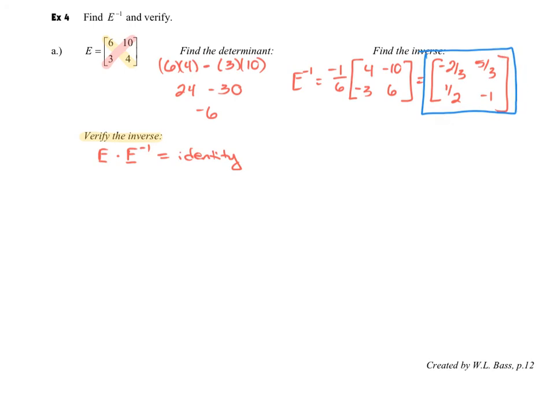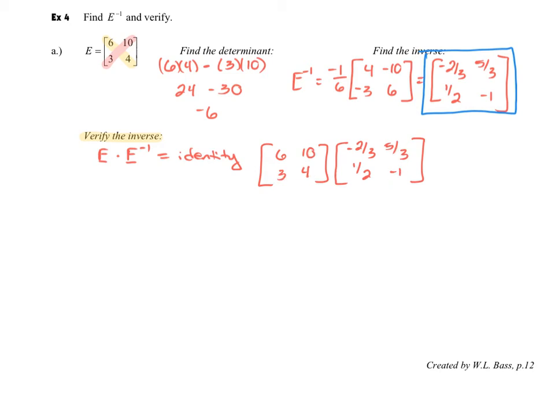So if we want, we can even write that out. That would be a helpful thing for us to do. We are wanting to multiply our 6, 10, 3, and 4 times this inverse matrix of a -2/3, 5/3, 1/2, and a -1. Now, remember our matrix multiplication says that we need to take this row times this column and this row times this column. And then we're going to do this row times this column and this row times this column.